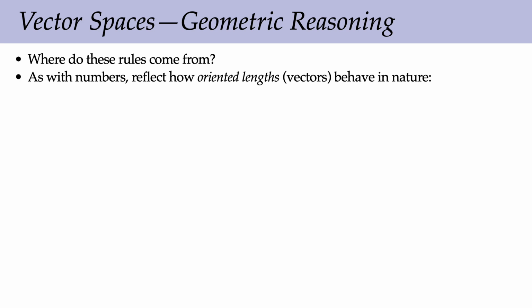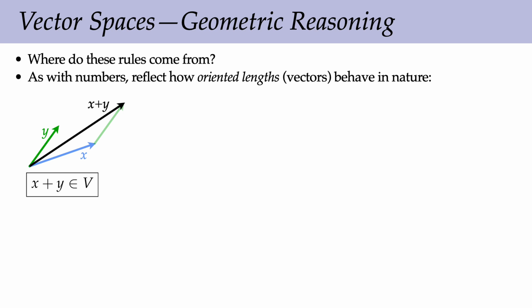Okay? So first of all, what does it even mean to say that if I take two vectors and I add them, I get another vector? Well, we could perhaps draw a little picture like this. If we walk along x and then we walk along y, we get another vector, x plus y. Why might it be then that x plus y is equal to y plus x?